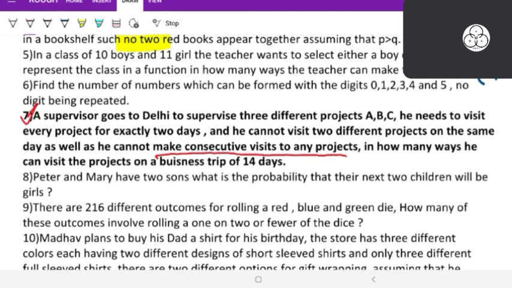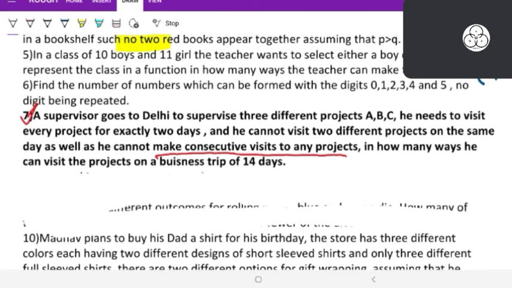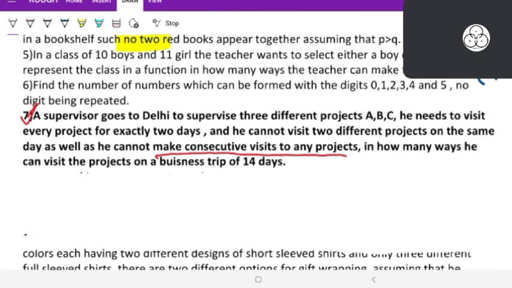A supervisor goes to Delhi to supervise 3 different projects A, B, C. He needs to visit every project for exactly 2 days. So the total number of visits he needs to make are 6 out of 14 days. How many days is he not visiting? 8 days he is not visiting. And no 2 visits can be consecutive.